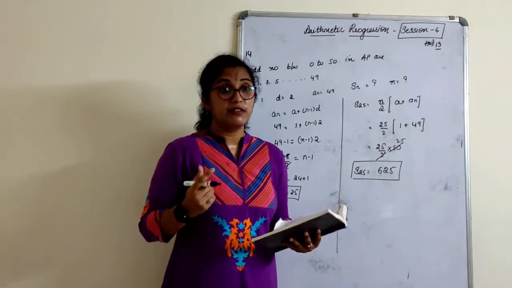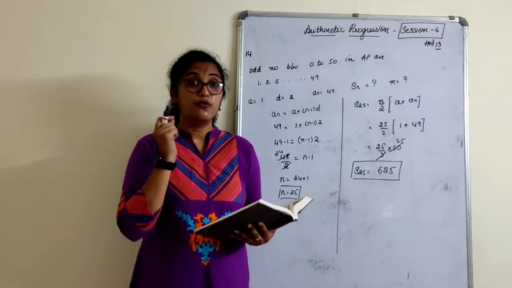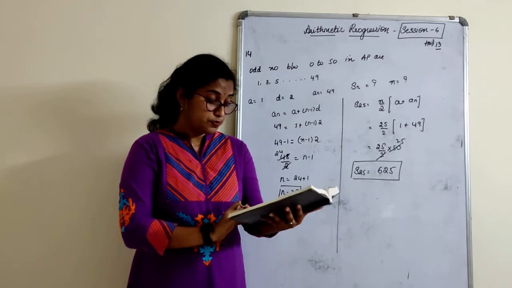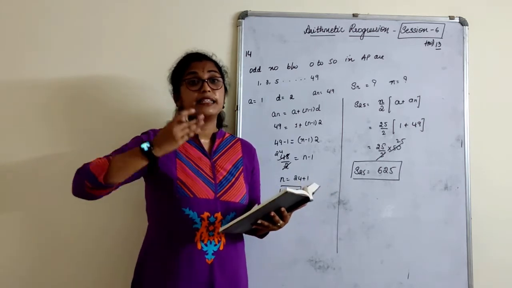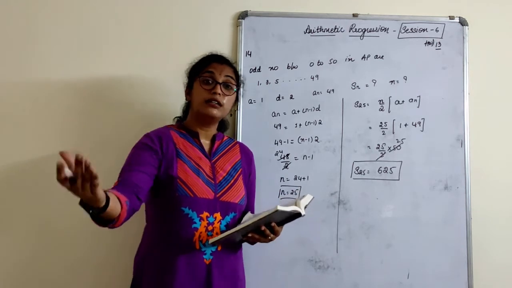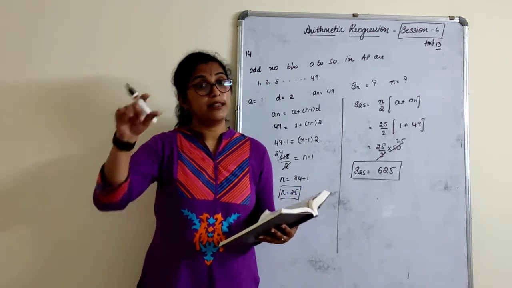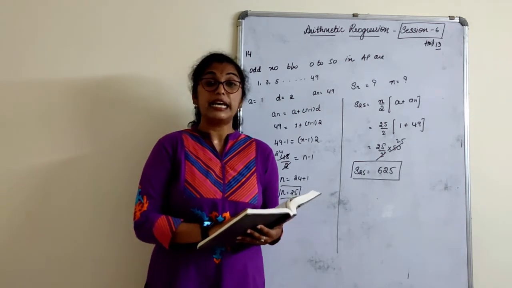But if he delays the work, every day's delay is considered as some penalty amount. First day he has to pay 200. Every day the penalty is increasing by 50. Second day he has to pay 250. Third day he has to pay 300. What will he have to pay at the end of the month? That is a 30 day period. It is Sn.